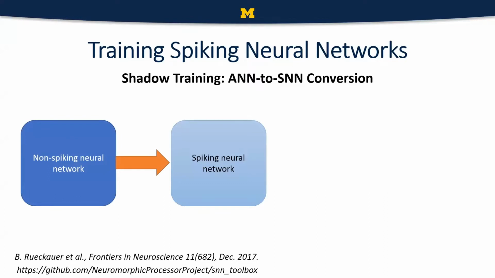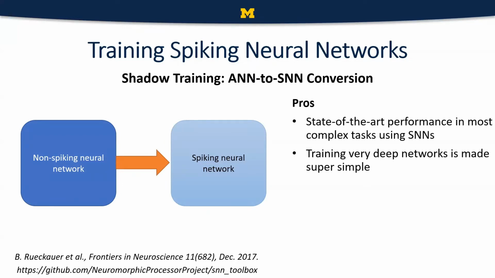So one of the original approaches to training spiking neural networks was to just train a conventional non-spiking neural network and then convert that to a spiking neural network. So we call that shadow training, or ANN (artificial neural network) to SNN (spiking neural network) conversion. I'm not going to talk about the details here, just some high-level pros and cons before going more into backprop. But what we see is that state-of-the-art performance on static data sets usually comes from this method.